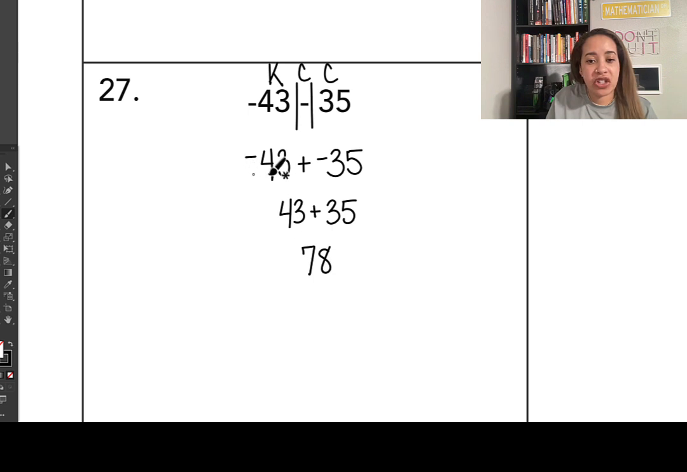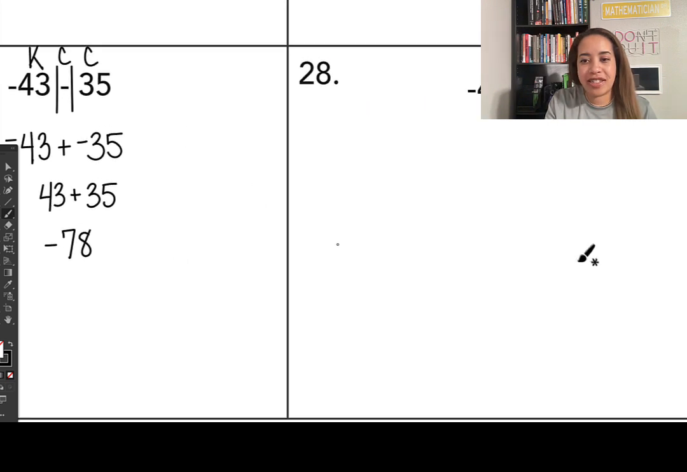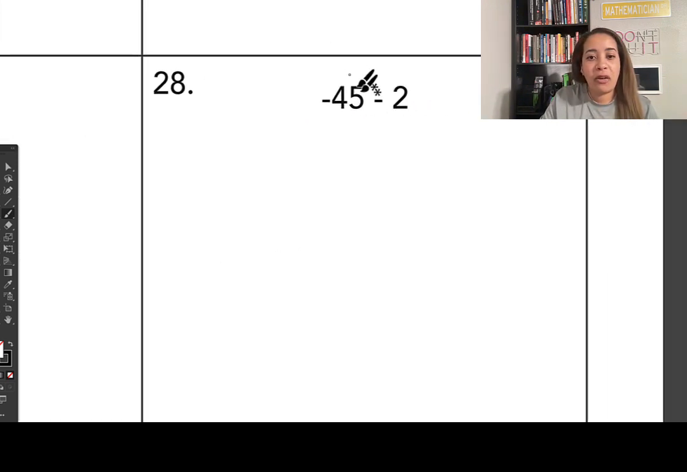Always go back to your addition problem to double check your final sign. And we see that both integers were negative, so our final answer must also be negative. Negative 43 minus 35 is negative 78. Here's our very last problem for today. We see subtraction, so we say keep, change, change. We keep the negative 45, change from a minus to a plus, and change from a positive 2 to a negative 2.